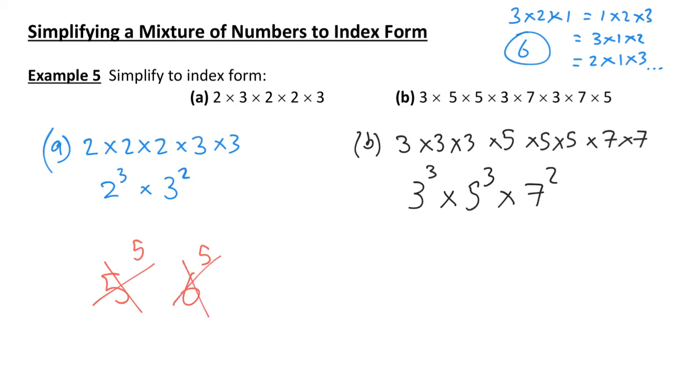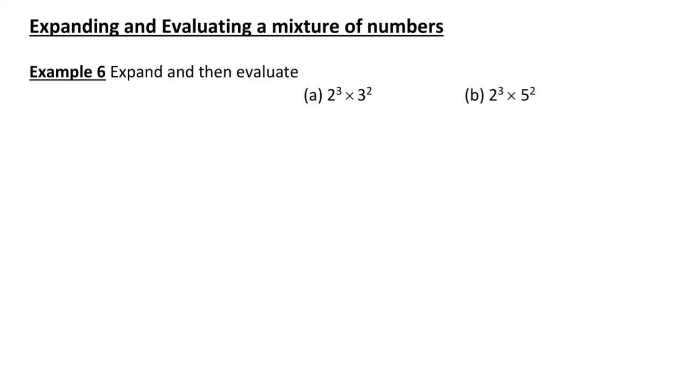We can't do that. Expanding and evaluating a mixture of numbers. So example 6, expand and evaluate. So we've looked at expand already, and that means to write them out in full. So if we expand 2 cubed times 3 squared, that's 2 multiplied by 2 multiplied by 2 multiplied by 3 multiplied by 3. So we've 3 2's being multiplied together and 2 3's being multiplied together.